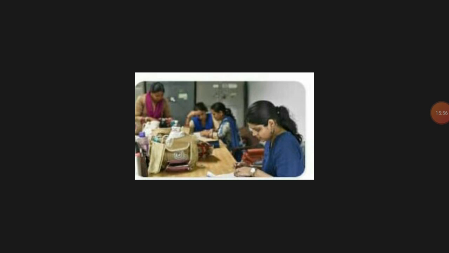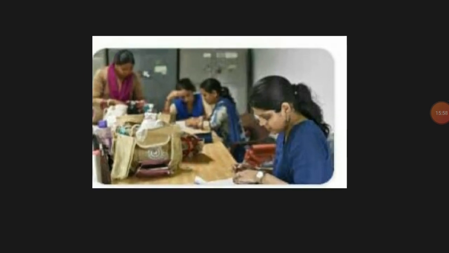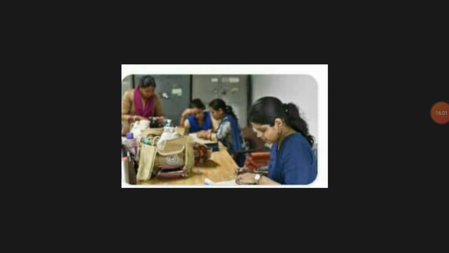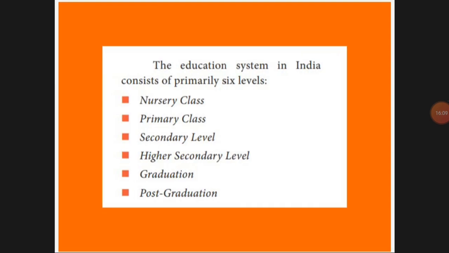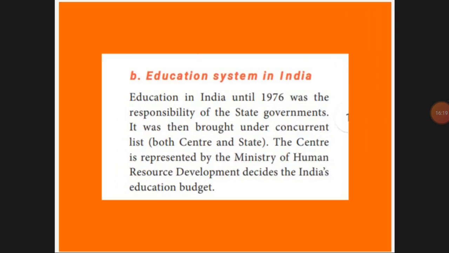Next, education system in India. It consists primarily of 6 levels: nursery class, primary class, secondary level, higher secondary level, graduation, post graduation. Next we'll go for the education institutes in India. Education in India follows a 10+2 pattern only. The education department consists of schools, colleges and universities.